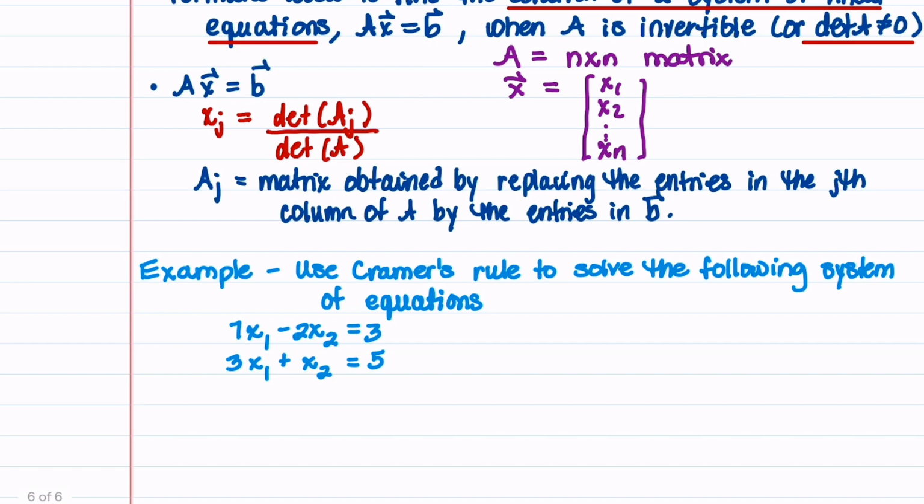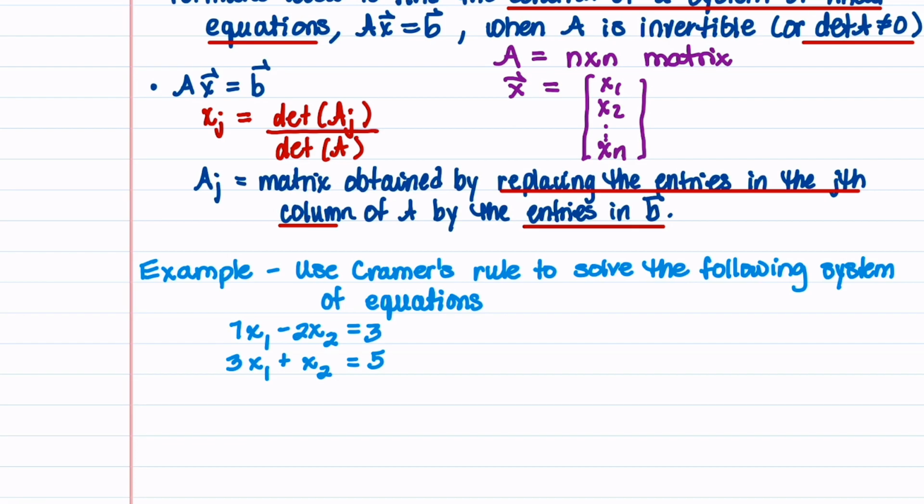Now let's talk about A sub j. A sub j is the matrix obtained by replacing the entries in the jth column by the entries in B. I've taught this a lot, and students always get really confused once they see that. And I say, okay, let's do an example. Let's see what this actually looks like. So that's what we're going to do.